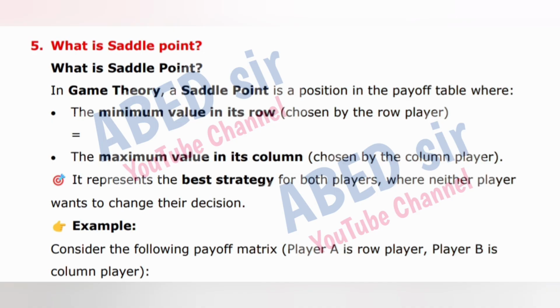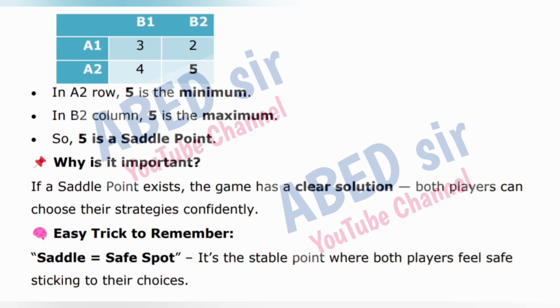Example. Consider the following payoff matrix. Player A is the row player, player B is the column player. B1, B2. A1: 3, 2. A2: 4, 5. In the A2 row, 5 is the minimum. In the B2 column, 5 is the maximum. So, 5 is a saddle point. Why is it important? If a saddle point exists, the game has a clear solution. Both players can choose their strategies confidently. Easy trick to remember: saddle is equal to safe spot. It's the stable point where both players feel safe sticking to their choices.